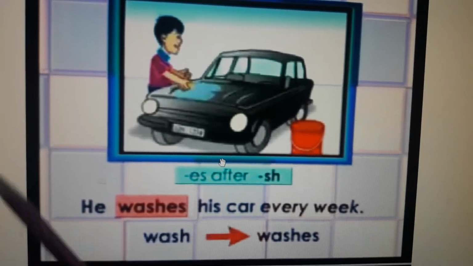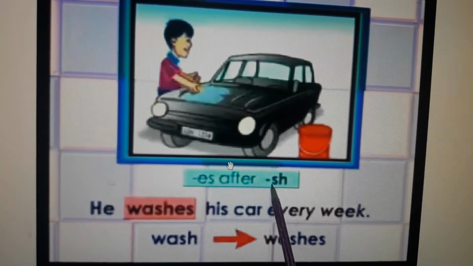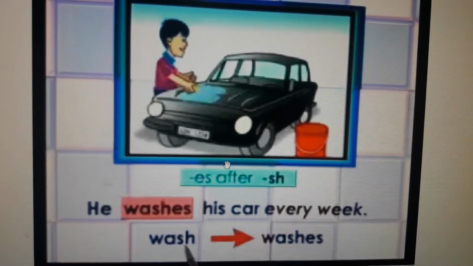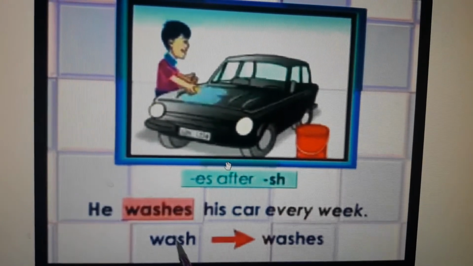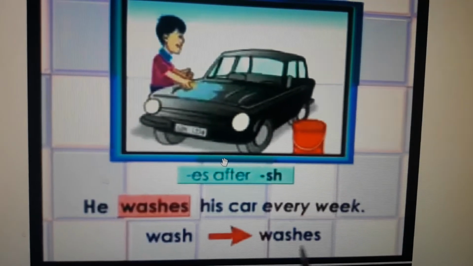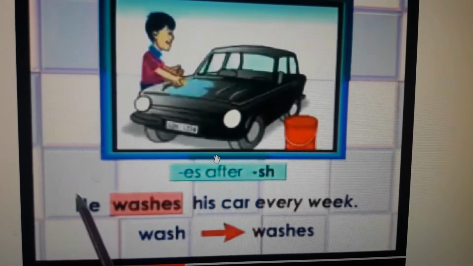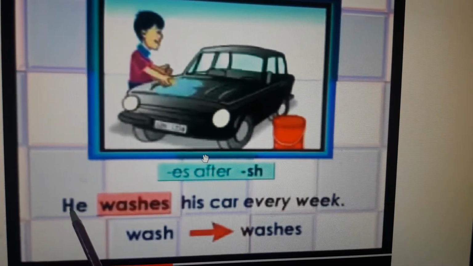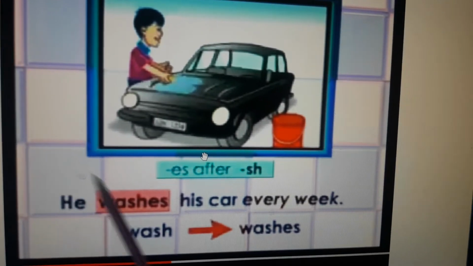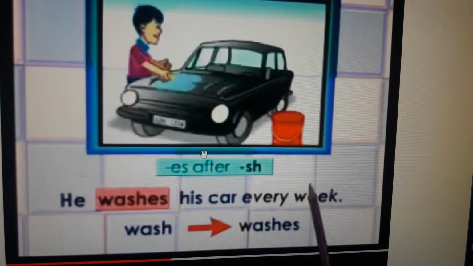Okay students, in the same way, es after sh. If the last letter of the verb is sh, like wash, the last letters are sh, so we will add es with wash, because the sentence starts with he. With he, she and it we add s or es. So he washes his car every week.